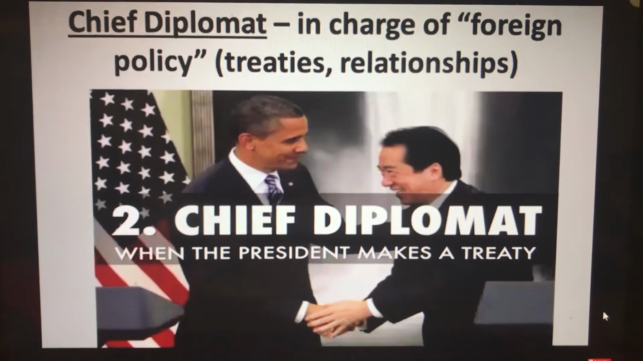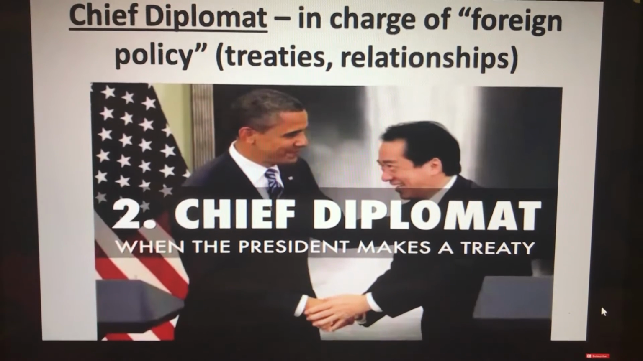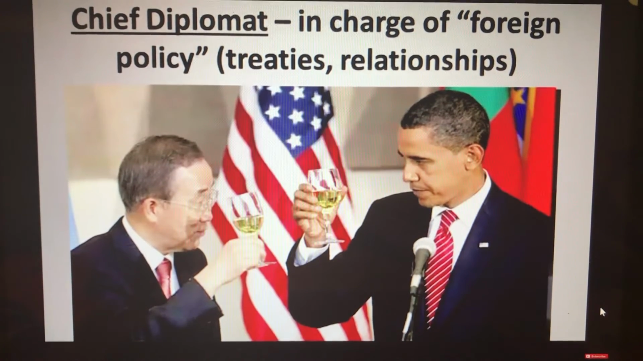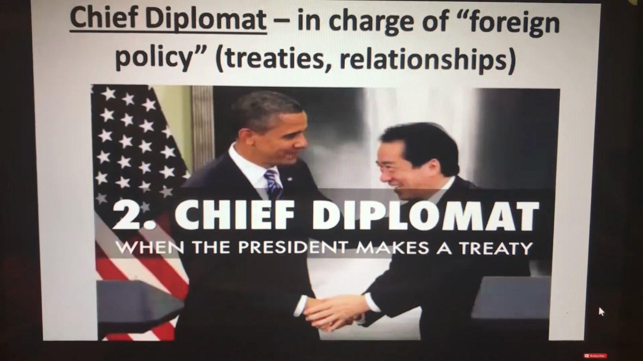Now, a diplomat is a person who represents their country to other countries. In addition to meeting with leaders from foreign countries, this role involves signing treaties with other countries and all of the interactions he has with countries around the world.